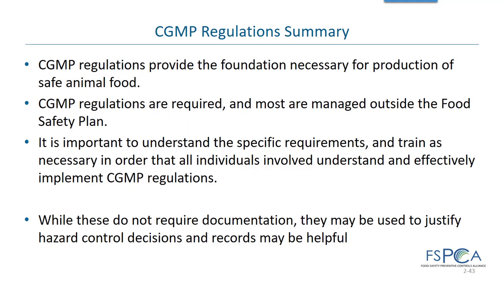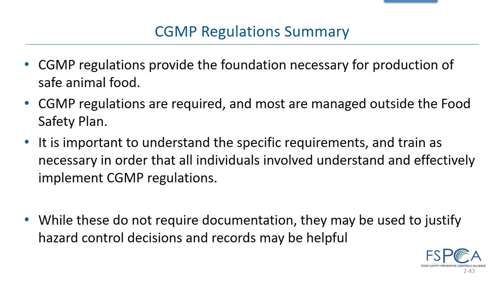So to summarize all of Chapter 2 there, CGMP regulations provide the foundation necessary for production of safe animal food. These are things that can be observed and set the baseline of standard practices for safe production of animal feed. CGMP regulations are required and most are managed outside of the Food Safety Plan, which is what comes up in Subpart C. It's important to understand the specific requirements and train as necessary in order that all individuals involved understand and effectively implement CGMP regulations.